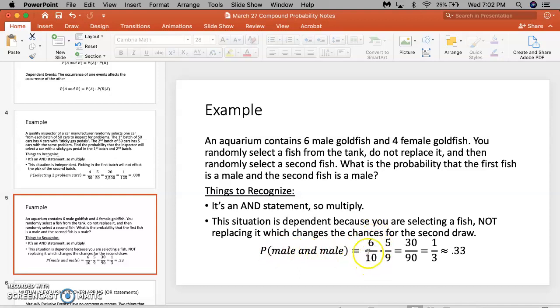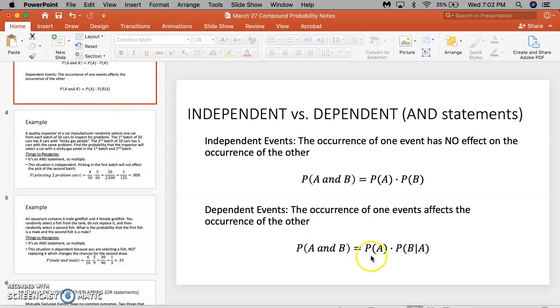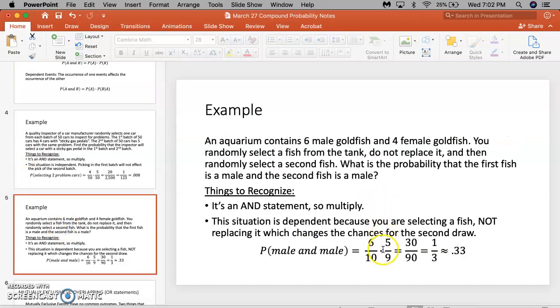So my first probability A, there's 6 male over a total 10 fish, times, now I am assuming, if you go back to the formula, probability of A times probability of B given that A is true. So I'm assuming that there is not 10 fish in the tank anymore, there is 9, okay? I am assuming that one of the males was chosen, so therefore there's only 5 left, okay? So that's what that means when you are talking about given statements, okay?